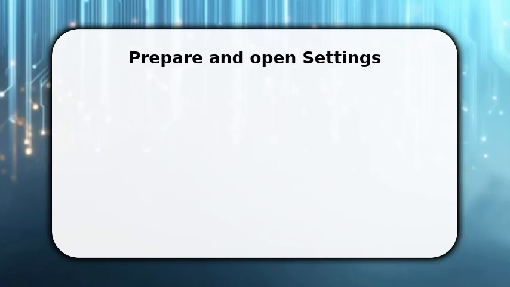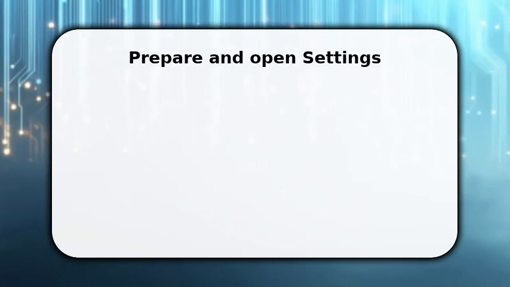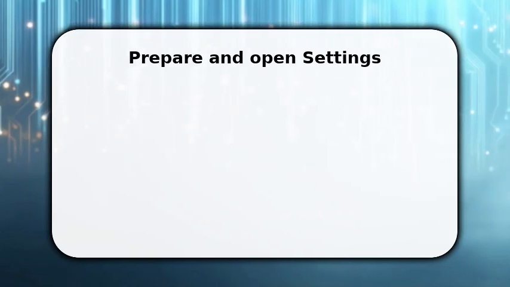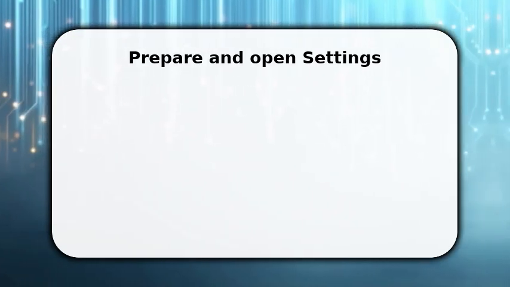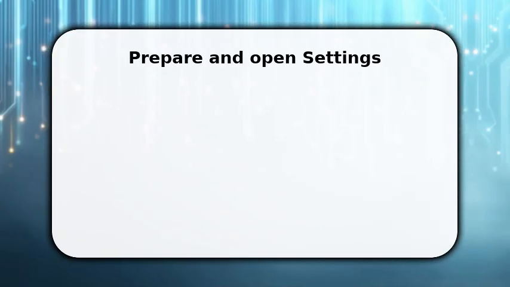You start by ensuring the phone has power and is unlocked. Low battery can force power modes. Open Settings now and tap Battery or Battery and Performance. This is where power saving lives.